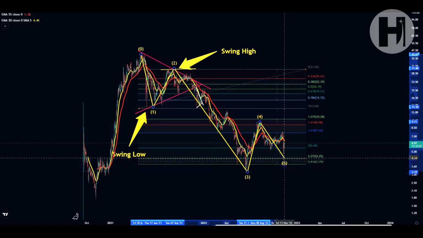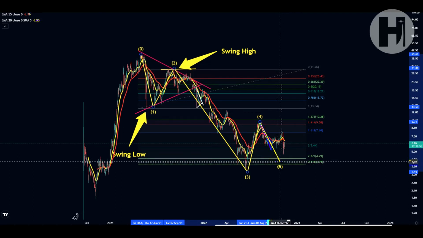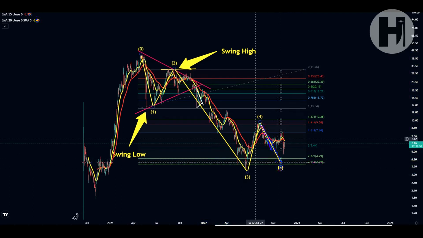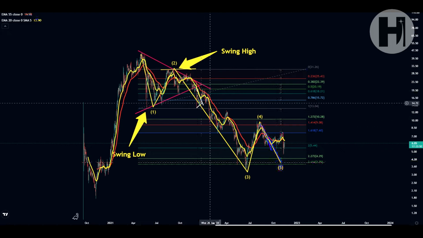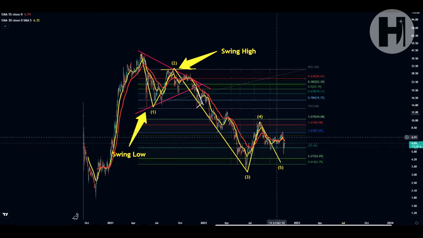Obviously, we may get supported from one of the Fibonacci levels here at the 2.272 or the 2.414, for instance, at $4.29 and $3.79 respectively. So these are the levels for you to keep in mind. And this is just Elliott wave theory. This doesn't mean that it's going to play out the exact same way, but for now, this structure is looking pretty valid in my opinion. So let's see how it all plays out.